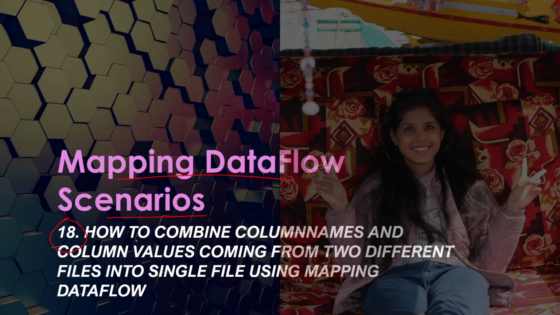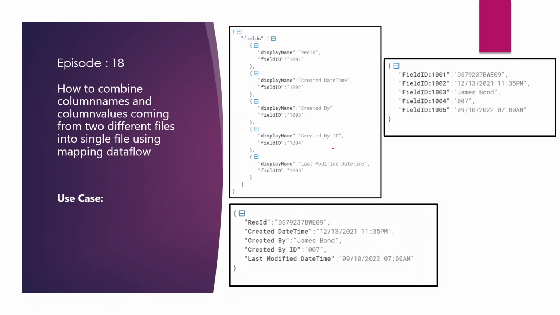In this video, we are going to learn how to combine column names and column values coming from two different files into a single file using Mapping Data Flow. So let's see the requirement in detail. As you can see, we have two input files, and both of them are in JSON format.